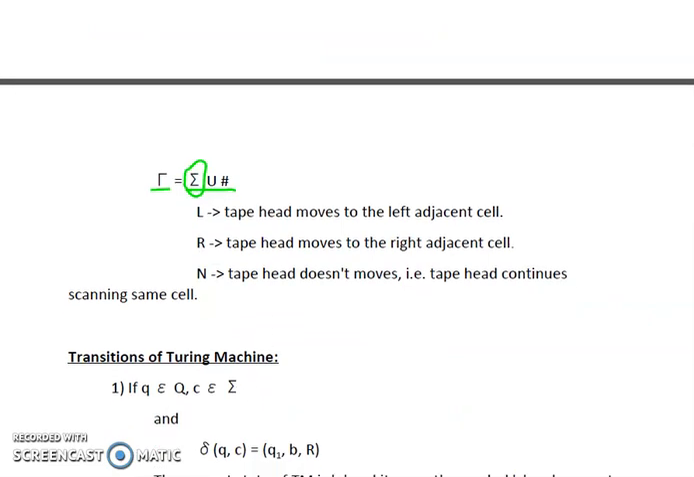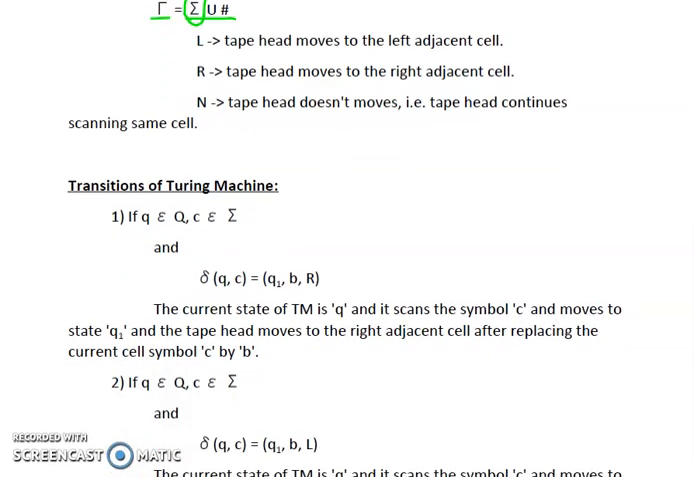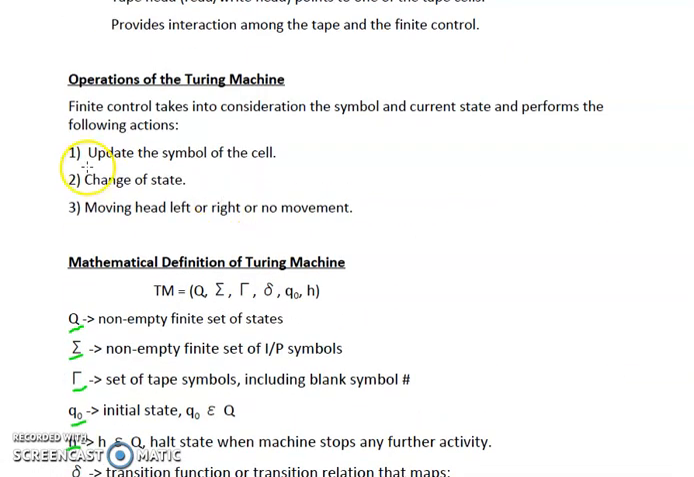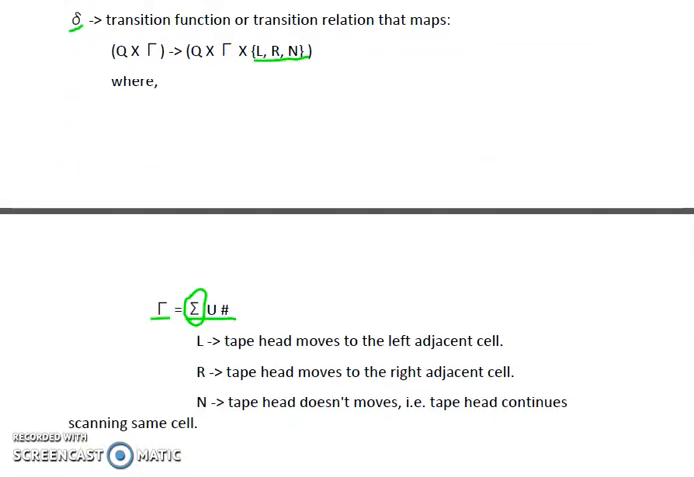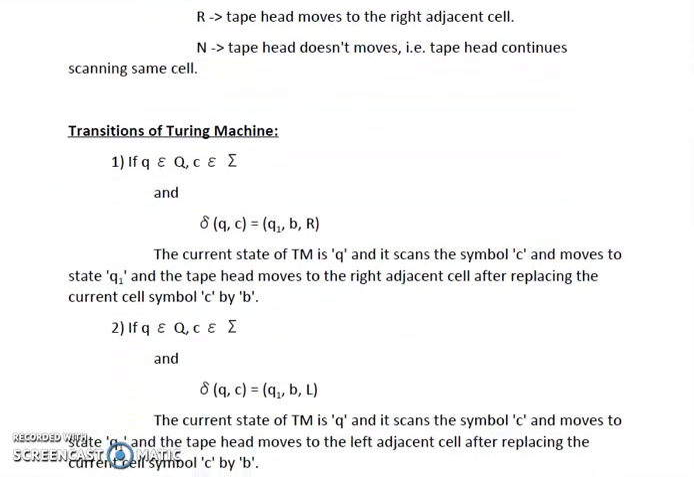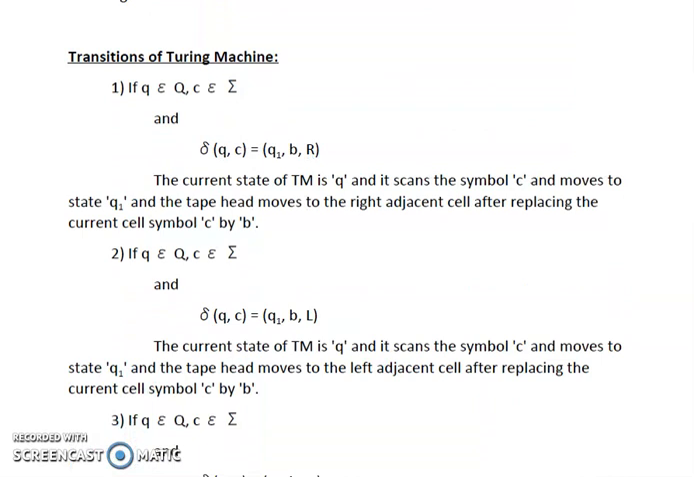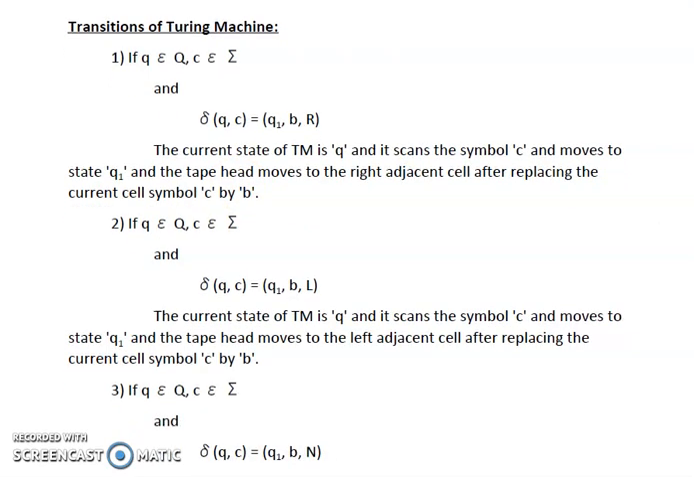Now, let's define the transitions mathematically. So the operations which we have discussed over here, now we are going to define them mathematically, that is, how the delta can be defined for a Turing machine. There are three cases we have considered for each movement of the head: the left movement, right movement, and do nothing. That means don't move in either the left or right direction.